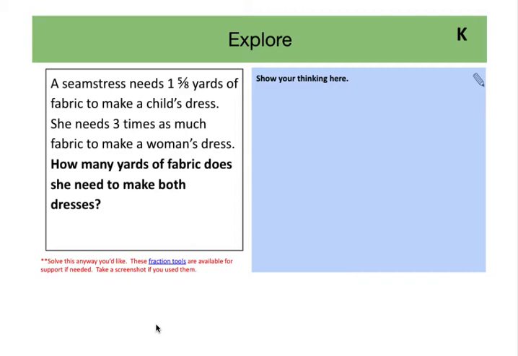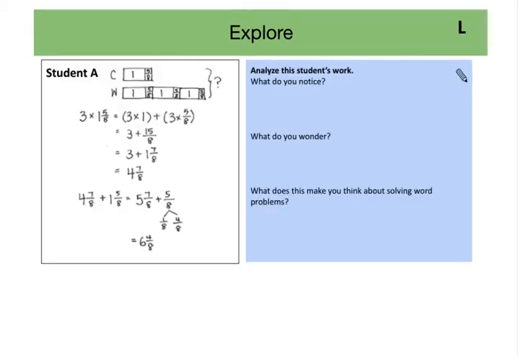All right, so what did you get? How did you solve this? Let's take a look at 2 possible ways you might have solved this. Let's look at slides L and M. So we're going to start here with student A on slide M. What do you notice? What do you wonder? Pause and think.